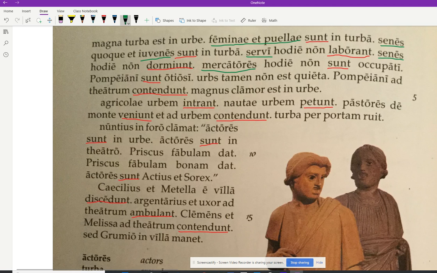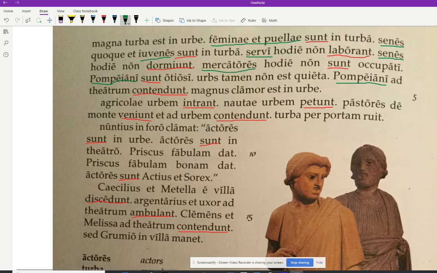Sunt again, Pompeiani sunt. Pompeiani, that's a complicated looking word, but it's just Pompeianus. That would be the nominative singular. That goes to Pompeiani in the nominative plural. So the I is the ending here, right? US goes to I. Pompeianus, Pompeiani. Pompeiani sunt otiosi. So contendunt, they hurry. So who are the they? Pompeiani.